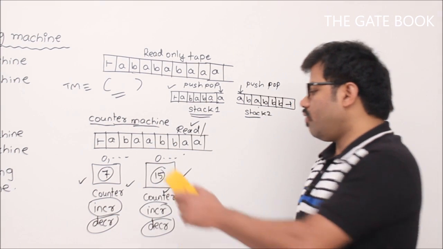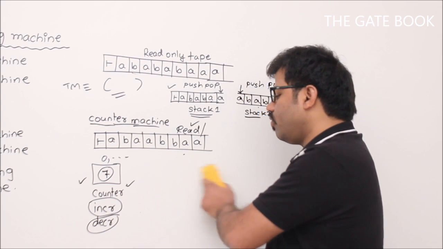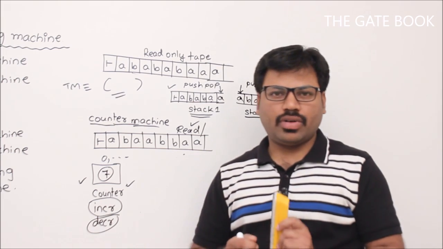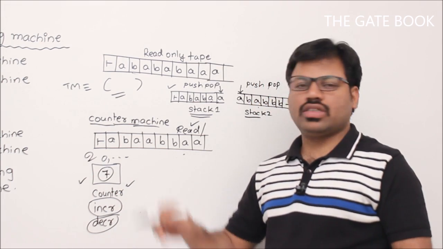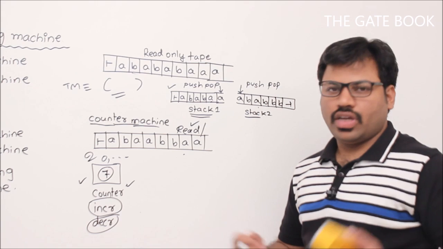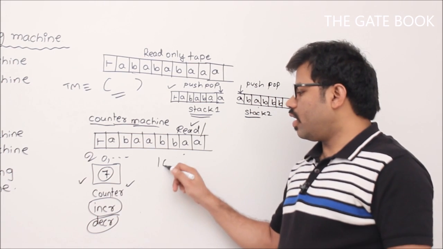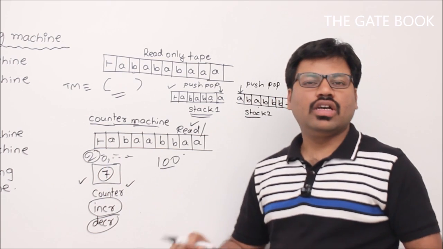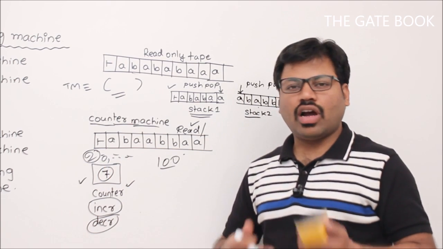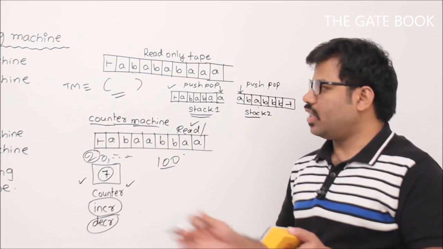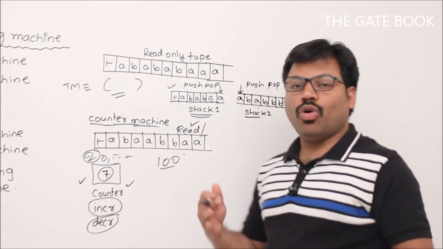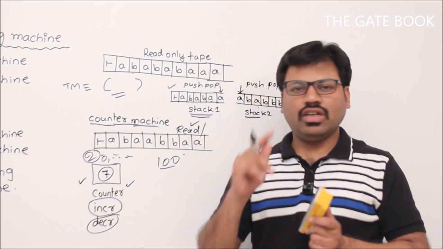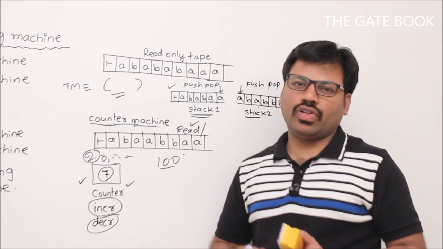But remember one thing, if I give only one counter, then we can't achieve the Turing machine capacity. So that is one thing you should remember. If you have more than two counters, then that is equivalent to a Turing machine. Even if I have 100 counters, or any number of counters, it is still equivalent to a Turing machine. You can't have more expressive power than a Turing machine. But if you have only one counter, definitely this is less powerful than a Turing machine.